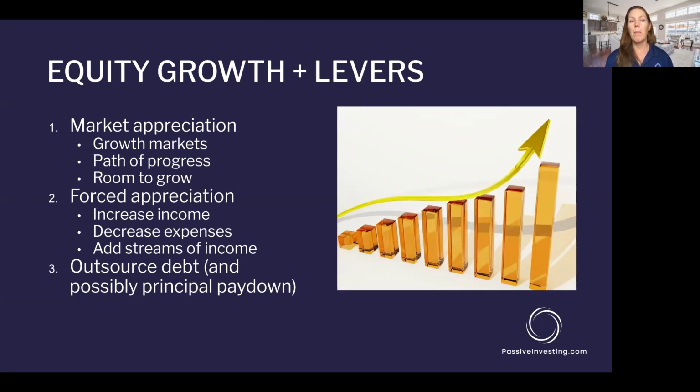Now, our fourth pillar is our equity growth plus our levers. And here, what we're talking about is there's 3 ways to increase the value of an asset. Number 1, market appreciation. We can purposely buy assets in growth markets where there's a path of progress and there's room to grow the rents. Okay, now we could buy the top asset in an area on the right side of town, and the market appreciation could work for us.